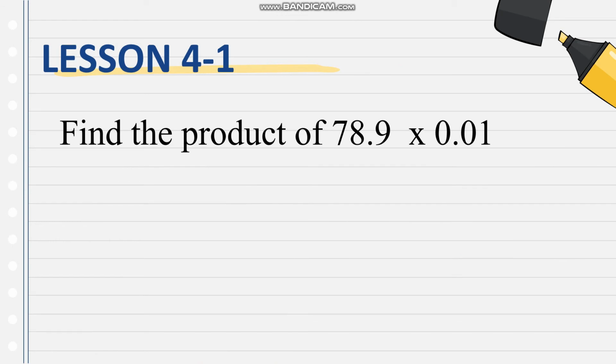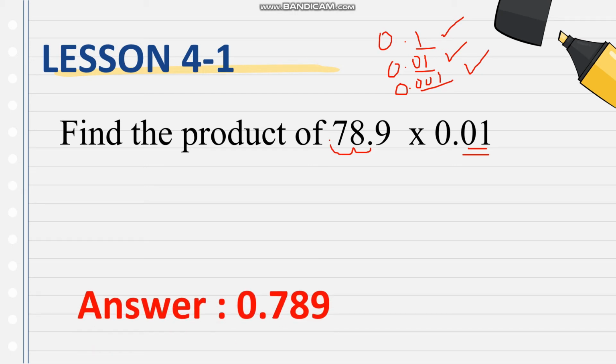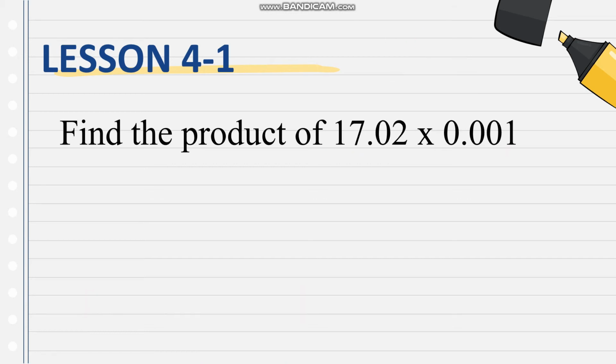Next, find the product of 78.9 multiplied by 0.01. If it is multiplying by 0.1, 0.01, and 0.001, this is one movement going to the left, two movements going to the left, three movements going to the left. So since this is 100s, so two movements going to the left from the decimal, 1 and 2. So my decimal now is here. So the answer is 0.789 or 789 thousandths.